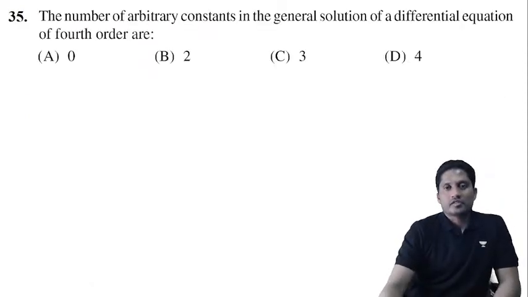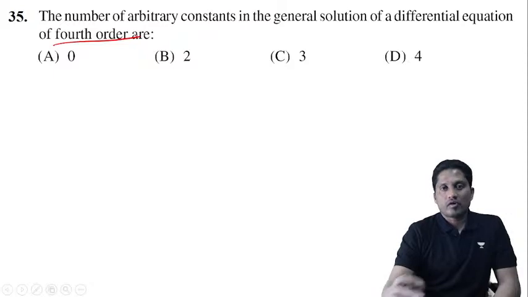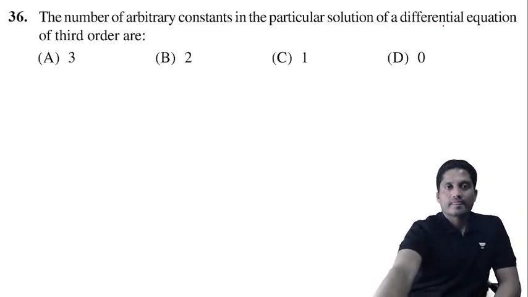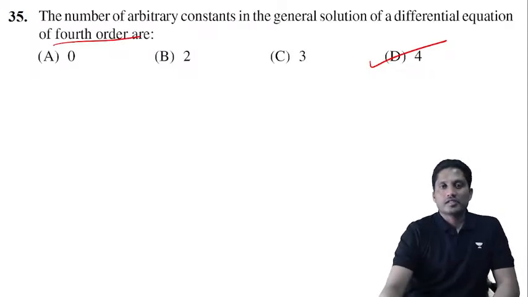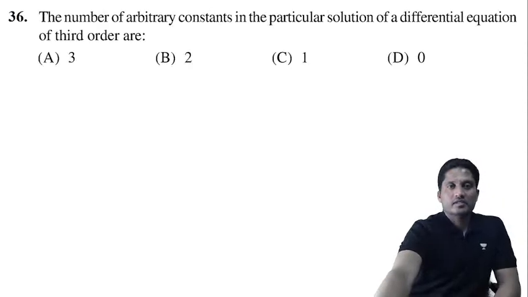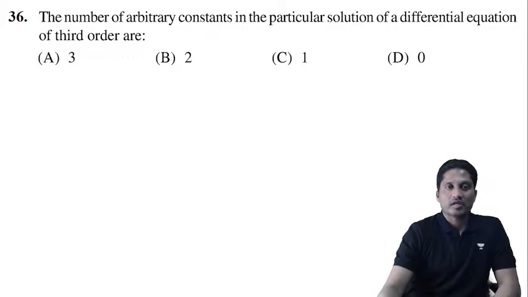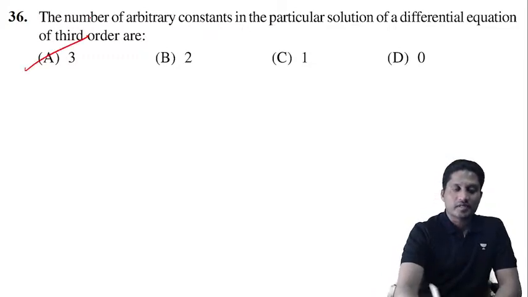Number of arbitrary constants in the general solution of a differential equation of order 4. Number of arbitrary constants is equal to the order of the differential equation, that is 4. Number of arbitrary constants in a particular solution of a differential equation of third order. If it is third order, number of arbitrary constants should be 3 only.